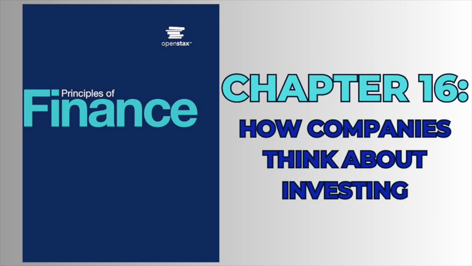By ranking projects based on their profitability index, the company is able to determine the best way to allocate its scarce capital for the largest potential increase in NPV.